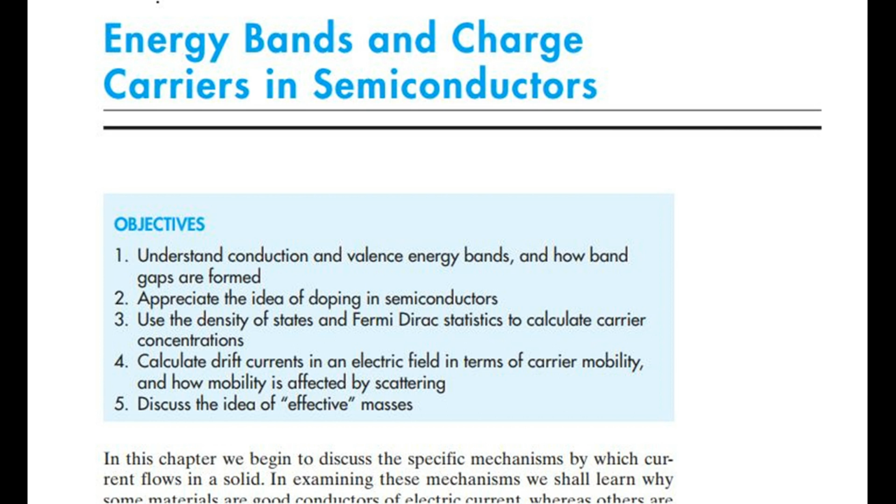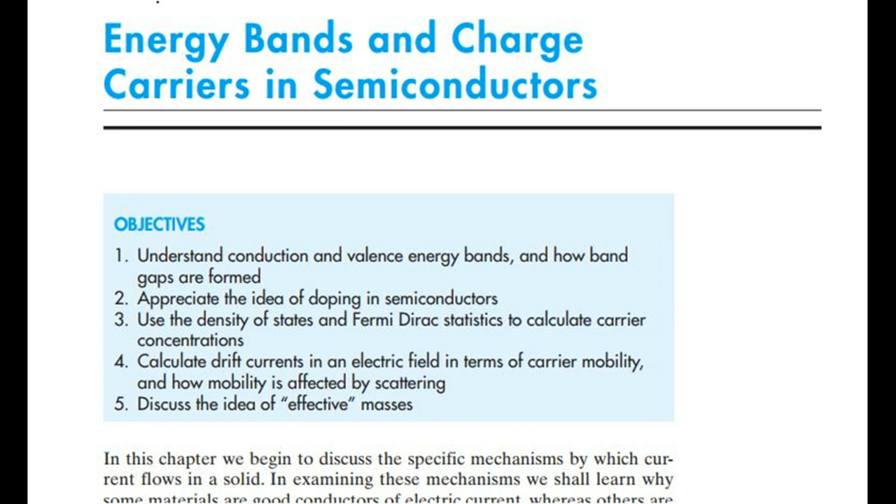3. Use the density of states and Fermi-Dirac statistics to calculate carrier concentrations. 4. Calculate drift currents in an electric field in terms of carrier mobility, and how mobility is affected by scattering. 5. Discuss the idea of effective masses.